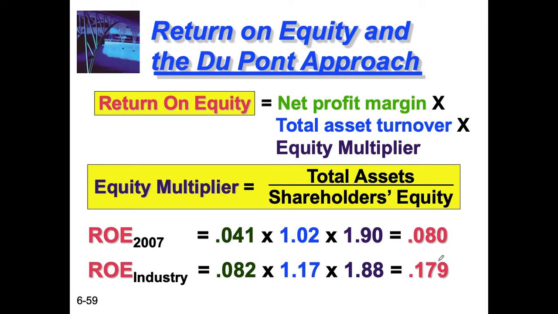Okay, now we move to return on equity and the DuPont approach. For return on equity, the formula is net profit margin multiplied by total asset turnover multiplied by equity multiplier. And the formula for equity multiplier is total assets per shareholders' equity. Based on this formula, the ROE for 2007 is 0.080 or 8%. For ROE industry is 17.9%.